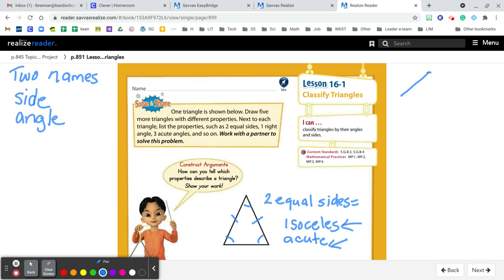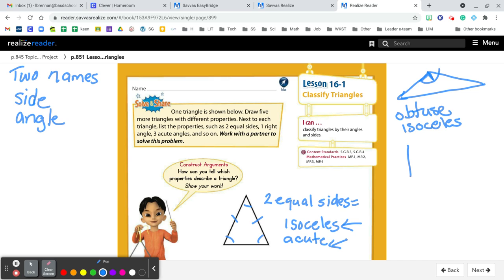We can have an isosceles triangle that has an obtuse angle, which is greater than 90 degrees. And we know it's greater than 90 degrees because if we take a piece of paper and stick the corner in there, it's going to be bigger than a corner of a piece of paper. So obtuse is the angle name, and isosceles is the side name.